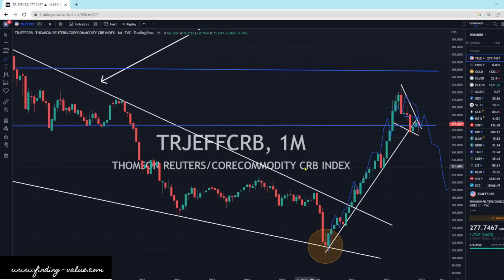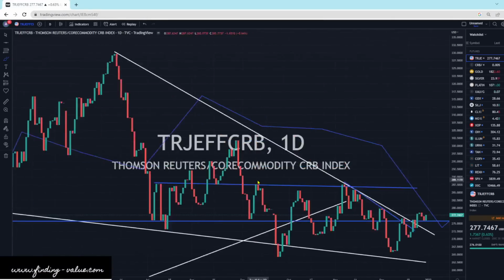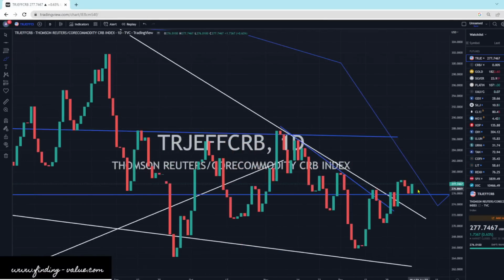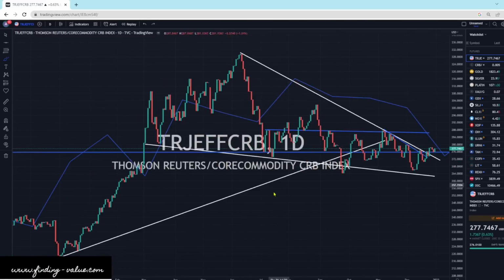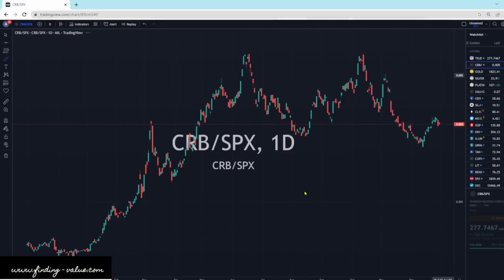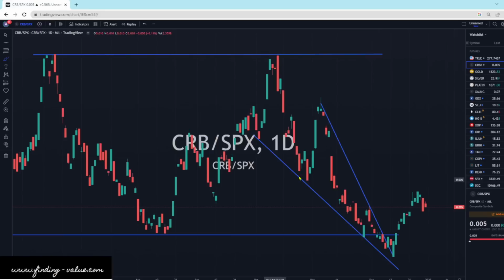The CRB index, we were higher today, 0.63%. We're right on that support level. This still looks really good for a move higher. We've got a bullish engulfing candlestick today, and it looks good for a move higher. And crude oil was also higher today. We've got the CRB to S&P 500 just slightly higher today.